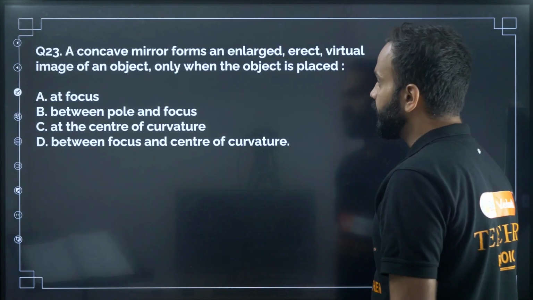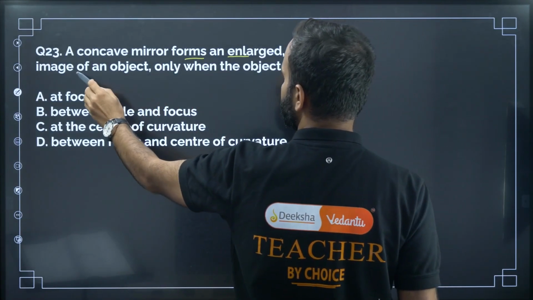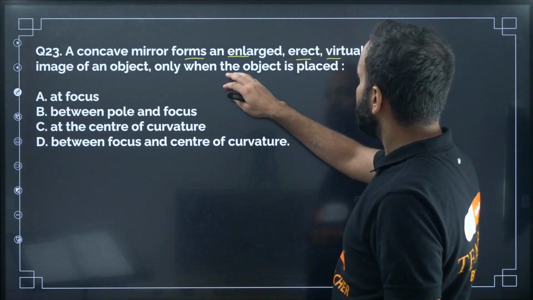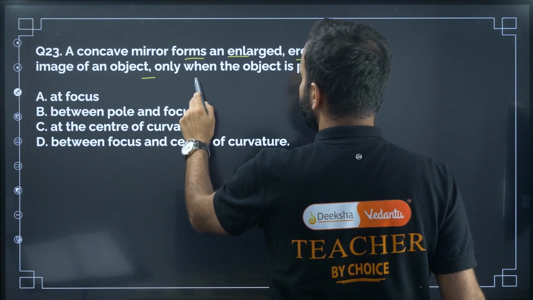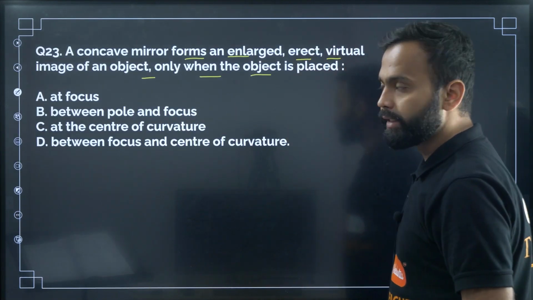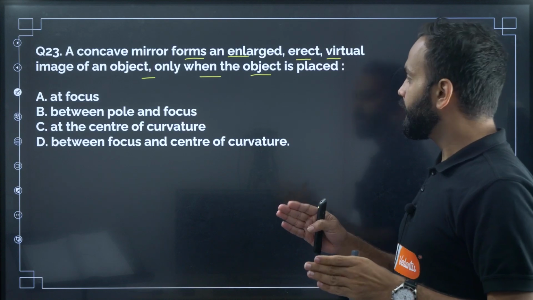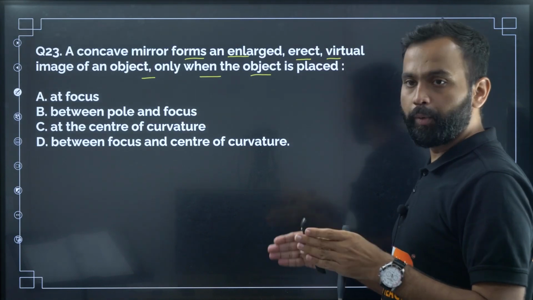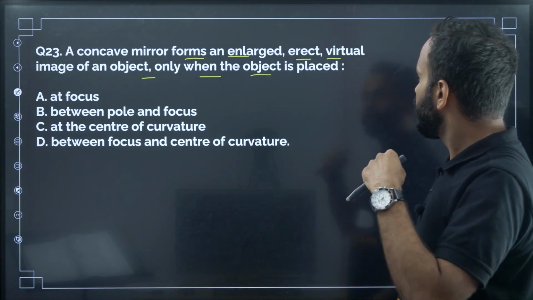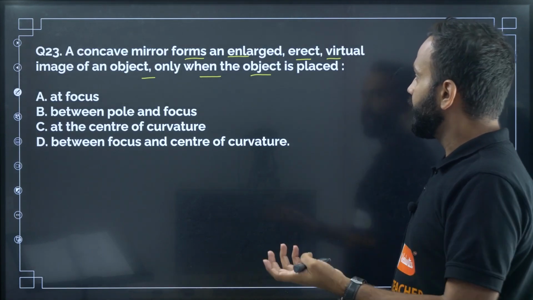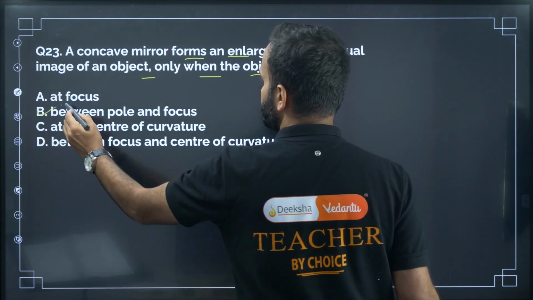Question number 23. A concave mirror forms an enlarged erect and virtual image of an object only when the object is placed between the focal length and the pole. If the object is placed between the focal length and pole, we will get the enlarged erect and virtual image by the concave mirror. So the correct option is B.